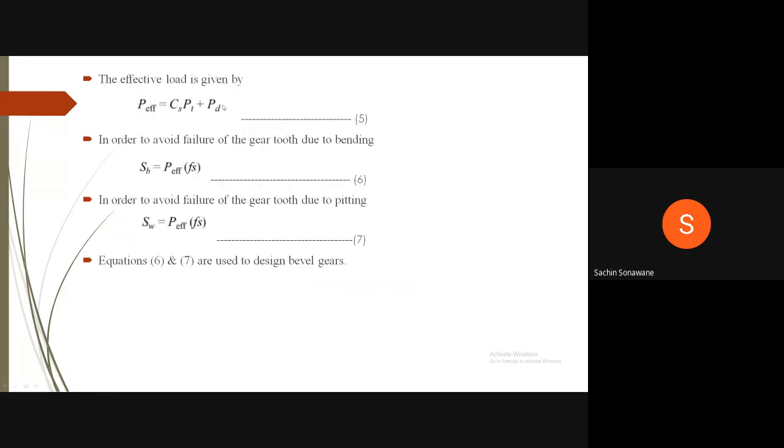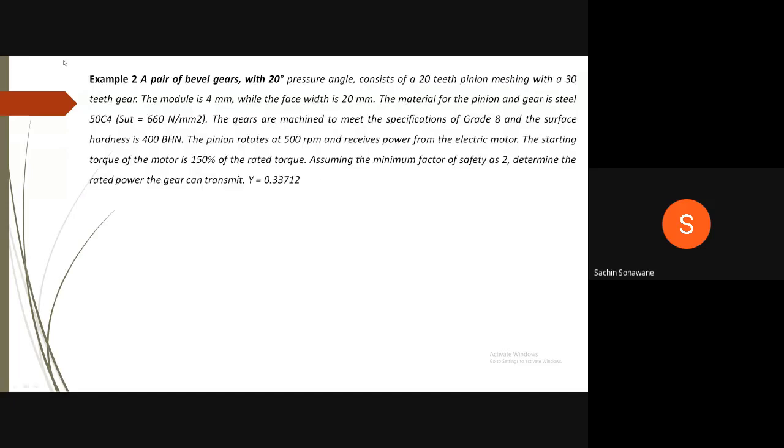The effective load is given by P effective is equal to CSPT plus PD, equation 5. In order to avoid failure of the gear tooth due to bending, SB is equal to P effective into Fs, equation 6. In order to avoid failure of the gear tooth due to pitting, SW is equal to P effective into Fs, equation 7. Equation 6 and 7 are used to design bevel gears. Therefore, all these equations we will use and we will solve the problem now. Therefore, please write down the problem.